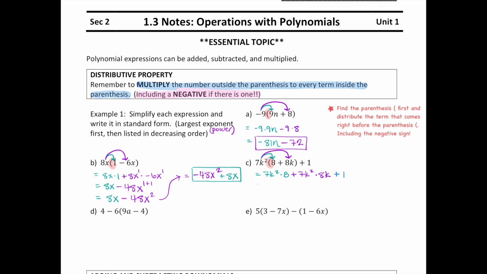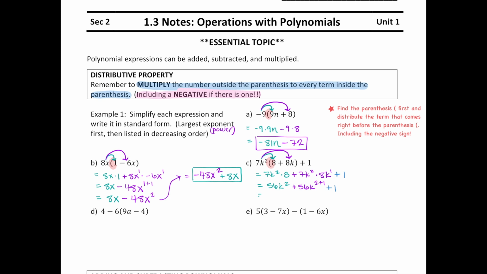And so now 7k squared times 8, 7 times 8 is 56, and that's k squared. And then 7k squared times 8k, so 7 times 8 again is 56. And now let's think about what our new power is going to be, right? This is a power of 2. If there's not a power written, that power is 1. And so when we're multiplying by the same letters, we add the powers. So this becomes 2 plus 1. And then we still have that plus 1. And this is equal to 56k squared plus 56k, 2 plus 1 is 3, so k cubed plus 1.